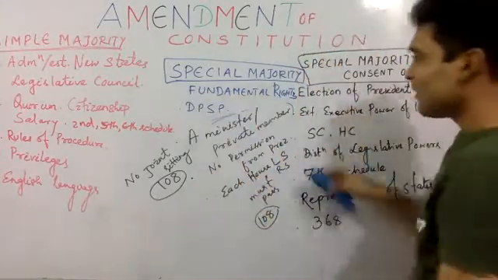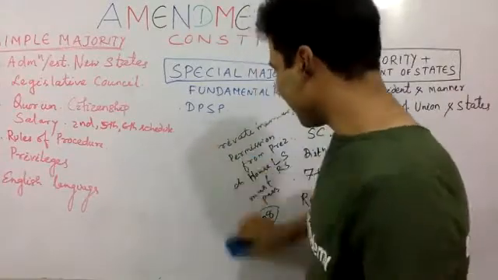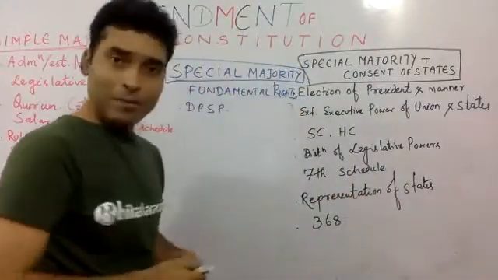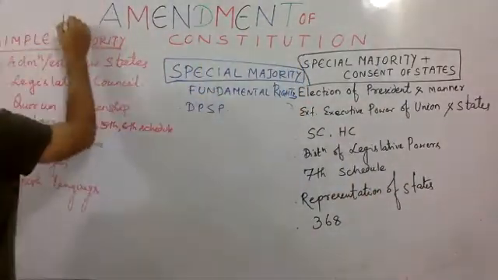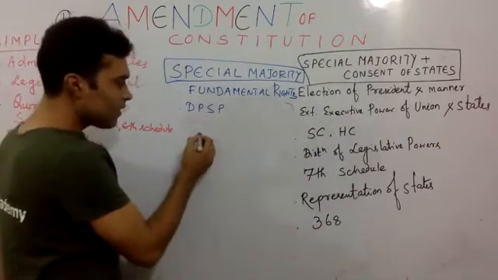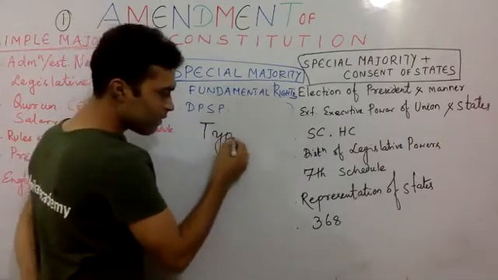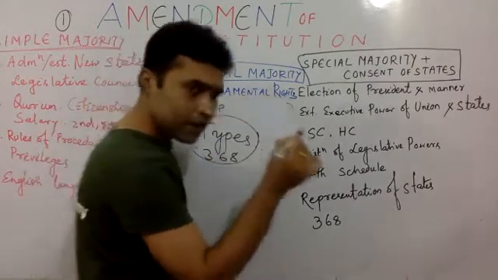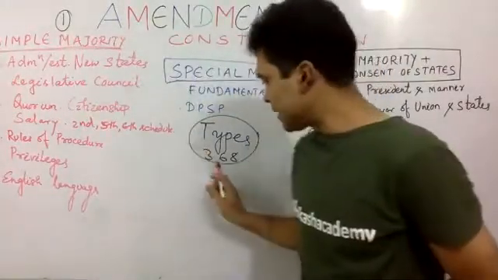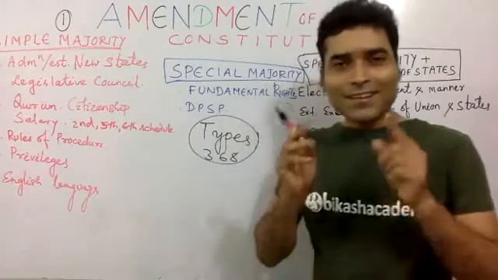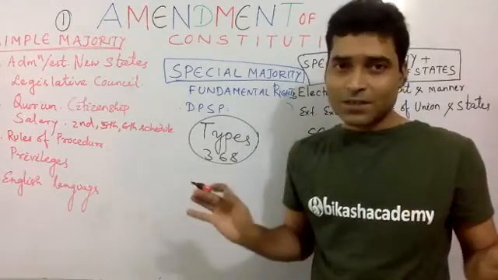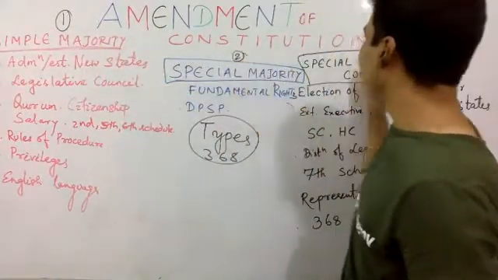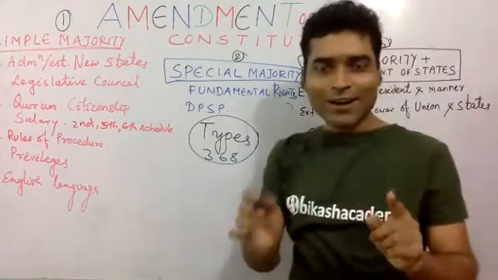I will explain step by step. You can see there are three categories of amendment: simple majority and other types. Under Article 368 of the Indian Constitution, there are only two provisions. Do not worry, I will explain the first category, the second category, and the third category.